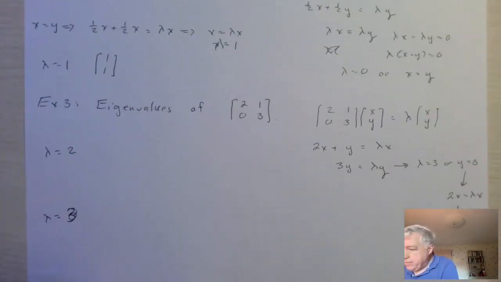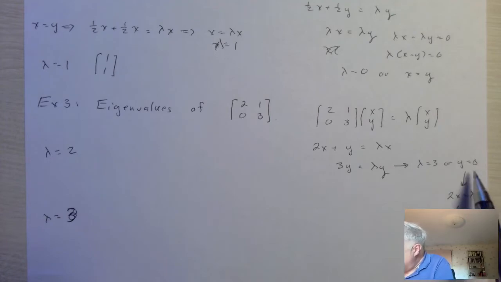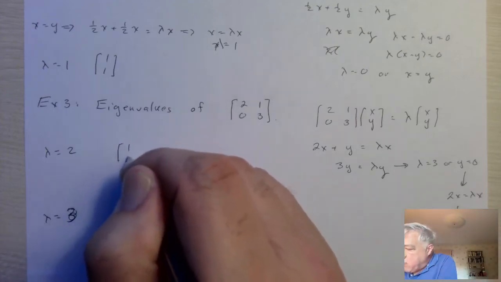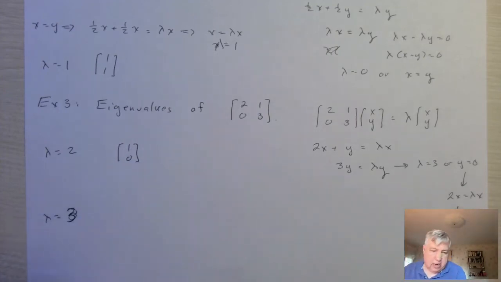All right. And when lambda was 2, we could see that y had to be 0, and x could be anything. So (1, 0) would be a possible eigenvector.